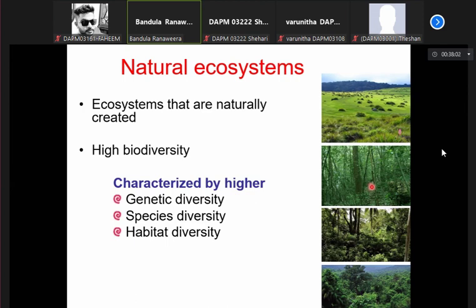That means finally, as there is a higher number of species in the ecosystem, the number of genomes is higher, and genetic diversity is higher. And obviously the species diversity is higher in natural ecosystems. Each and every species creates a habitat for a certain group of animals. So the habitat diversity is also higher in natural ecosystems. Right.